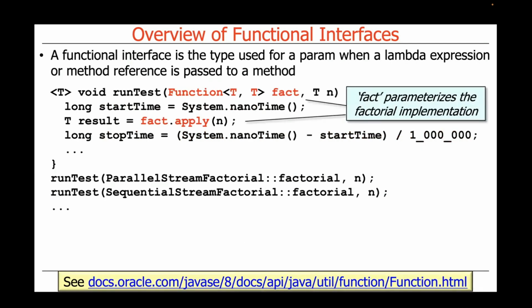So in this particular case, you can see we're passing in a function parameter. There's a functional interface in Java called Function, which takes two types, a parameter type and a return type. And this will be used to parameterize the factorial implementation. Inside the runTest method, we say fact.apply, and we pass in the value of n, which is the thing we're computing the nth factorial for.